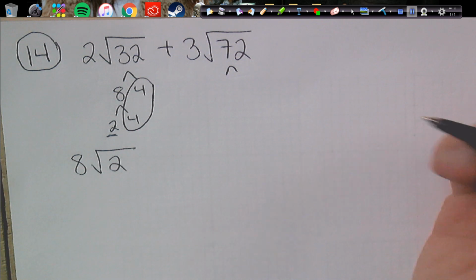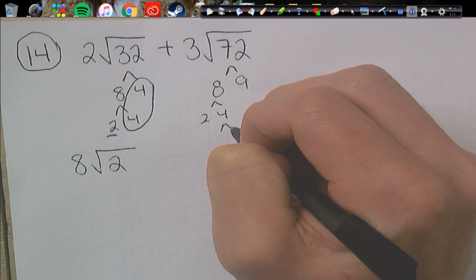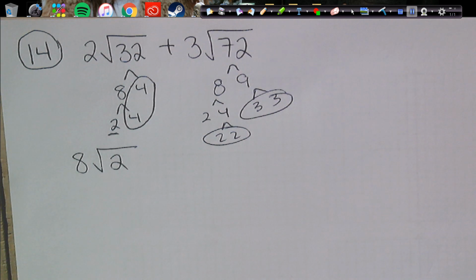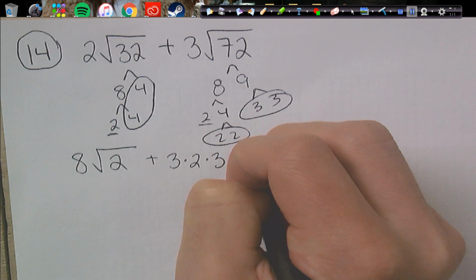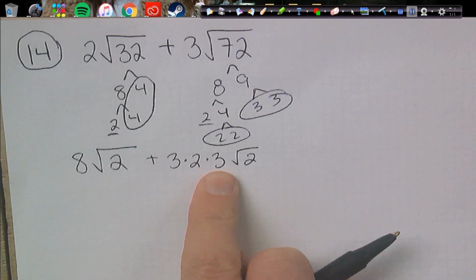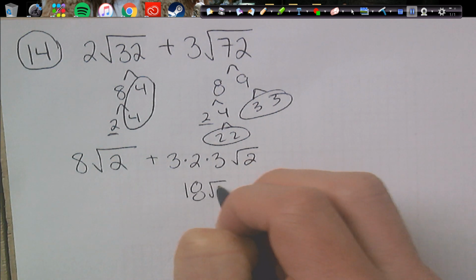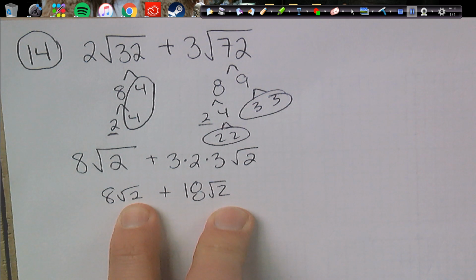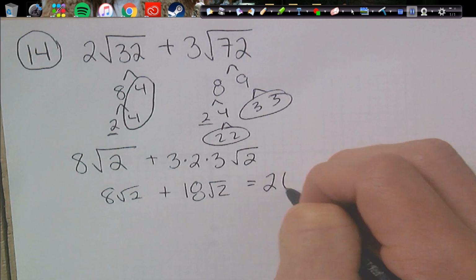72 is going to be 9 and 8, which breaks down to 2 and 4 and 2 and 2, and this is 3 and 3. So we get to pull out a 3 and a 2, and then there's another 3, so we are left over with that. So this is going to be plus 3 times the 2 times the 3, rad 2. So if you combine all those right there, that's going to give us, what is that, 18. Since we now have the same radical base down here, rad 2 and rad 2, we can combine these two together. And that's going to give us 26 rad 2.